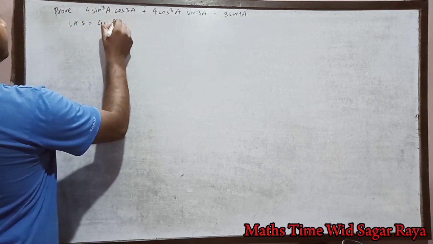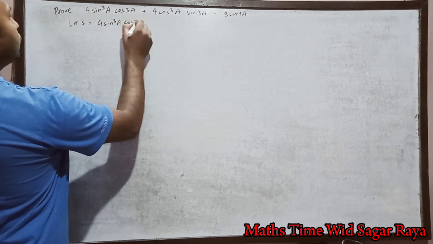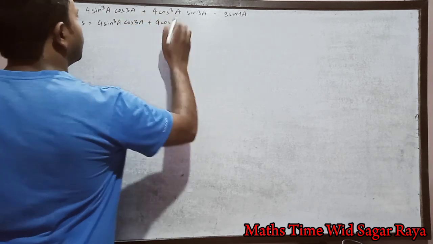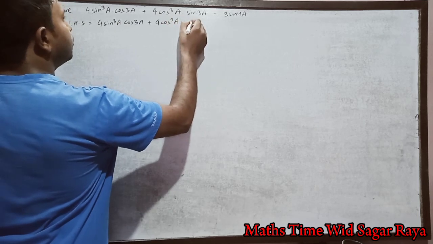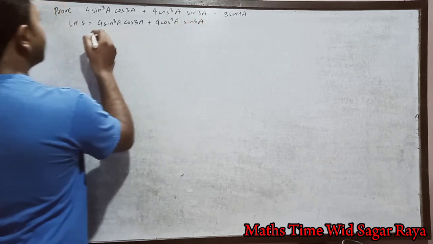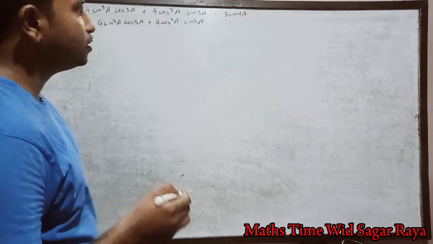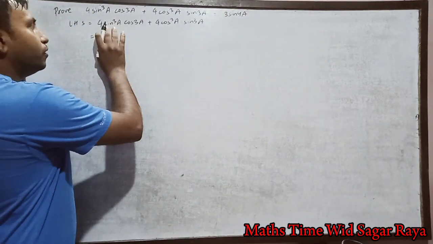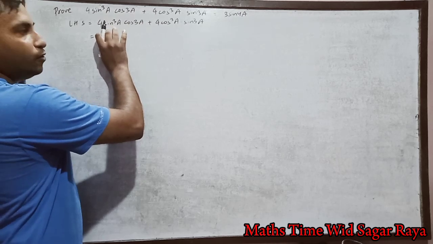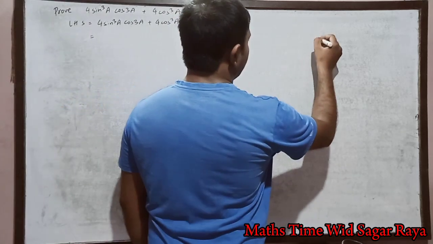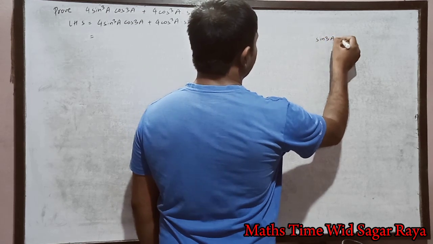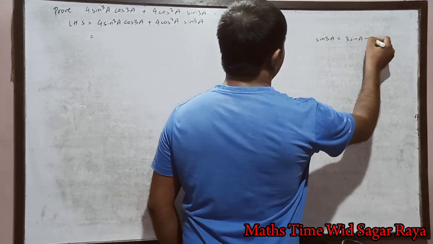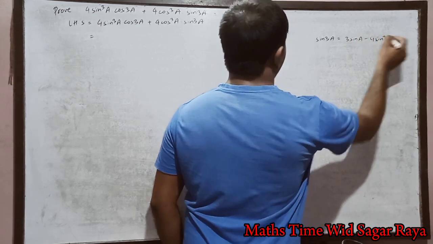So 4 sin cube a dot cos 3a plus 4 cos cube a dot sin 3a. Now first of all, what we have to understand is we have got 4 sin cube a here. So let's derive the formula for 4 sin cube a. First of all, we will write the formula for sin 3a, whose formula is 3 sin a minus 4 sin cube a.